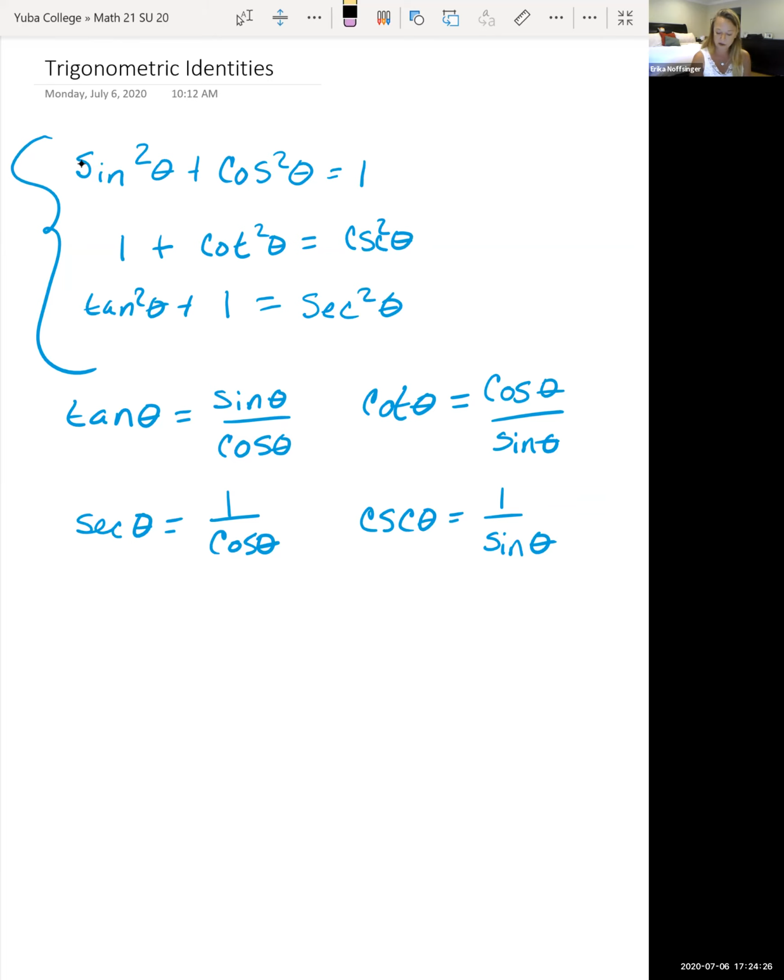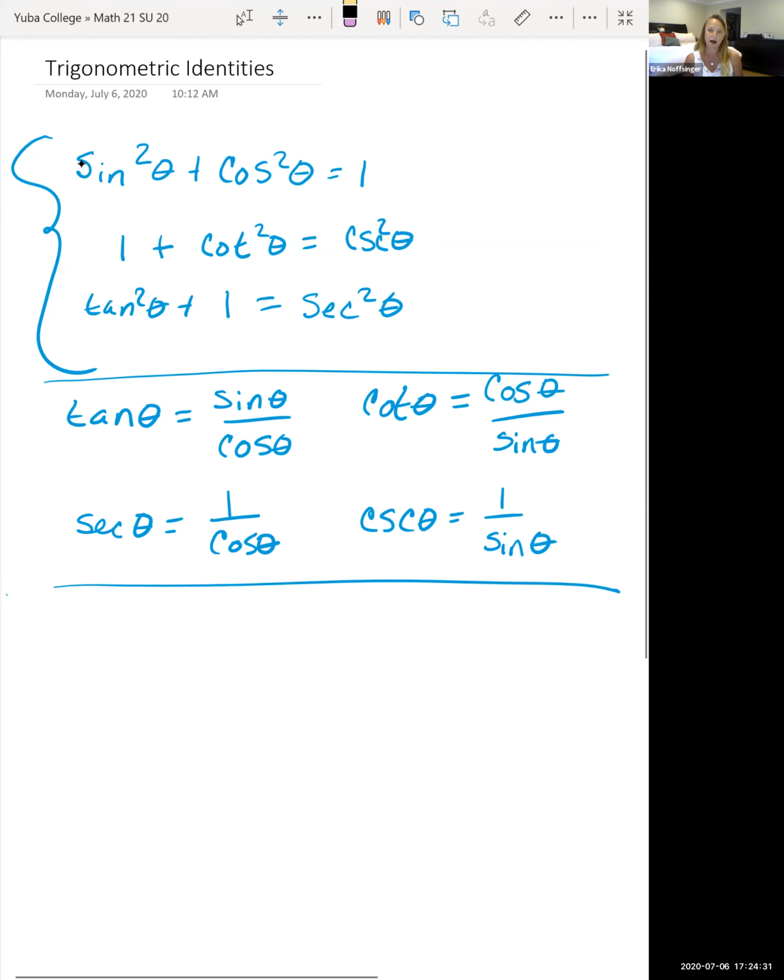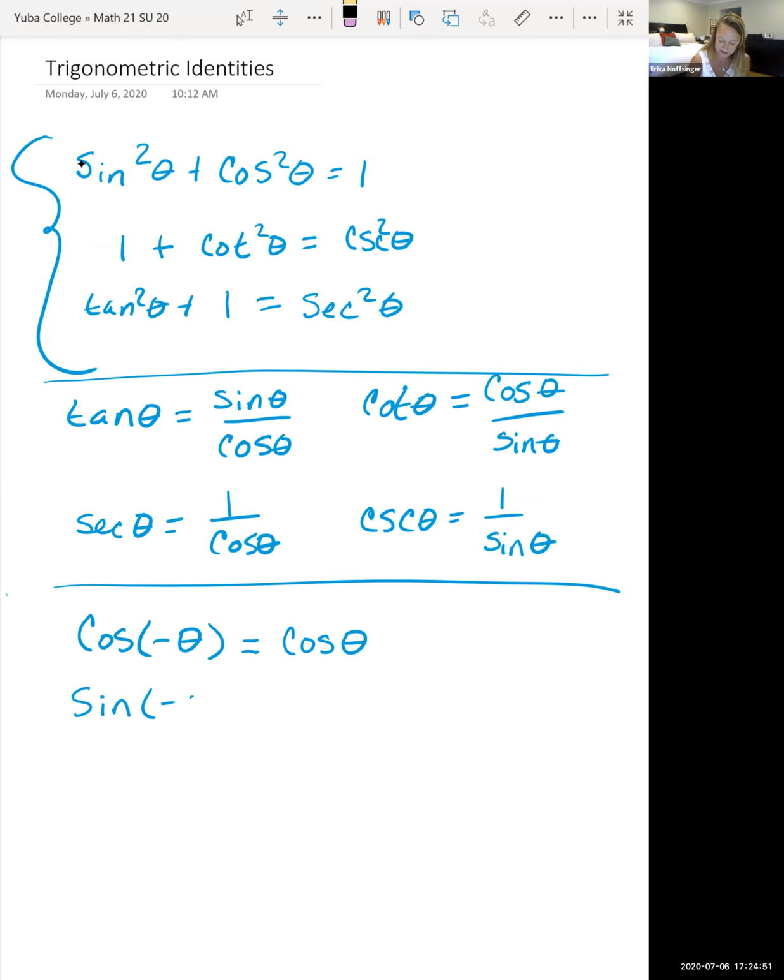The other things that we looked at that are going to be helpful while we're proving these identities are whether the functions are even or odd. So if we look at cosine of a negative angle, theta, cosine is an even function. And so this is the same thing as cosine of theta. Sine of negative theta: sine is an odd function, and so sine of negative theta is the same thing you would get if you evaluated negative sine of the positive angle theta.